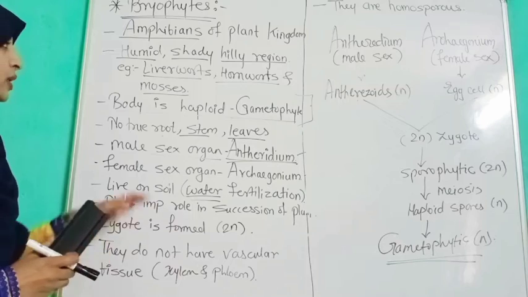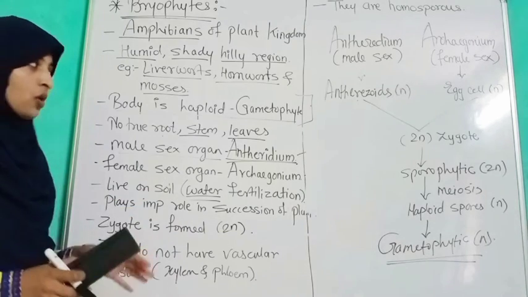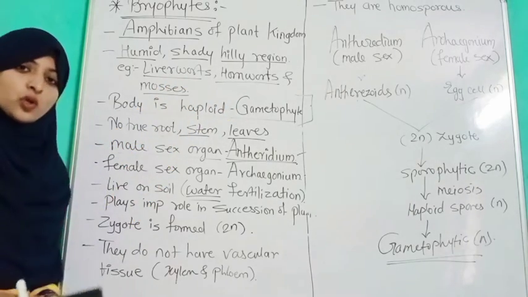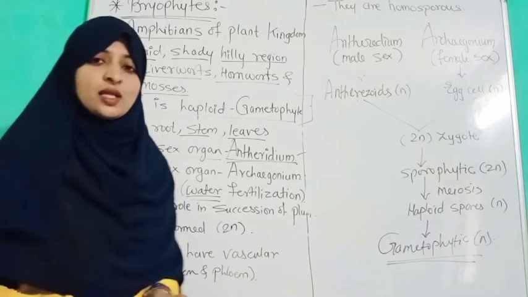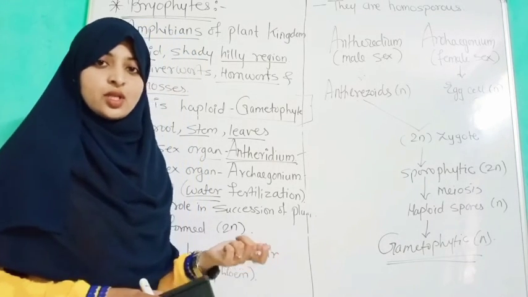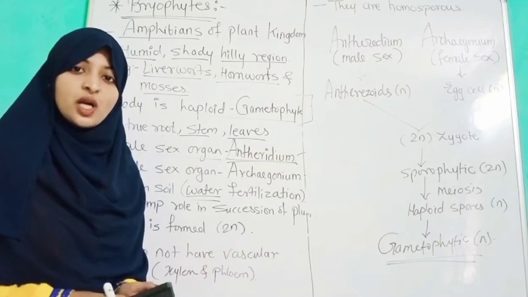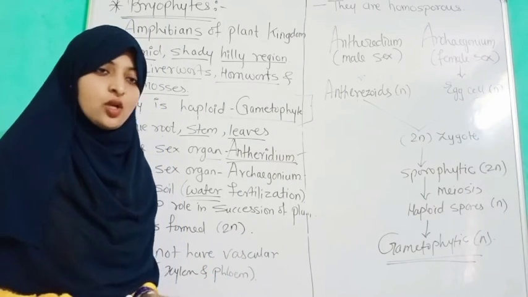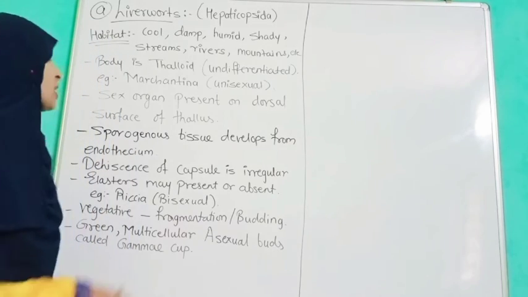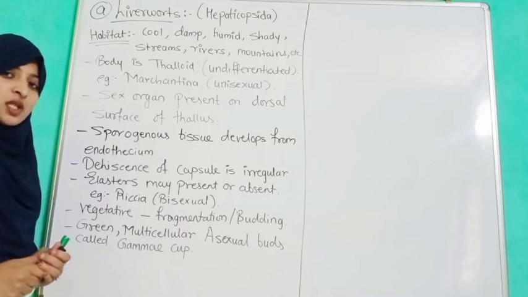Now we are going to discuss some characters and classification of bryophytes, that is liverworts, hornworts and mosses. Liverworts are Hepaticopsida, hornworts are Anthocerotopsida, and mosses are Bryopsida. We are going to discuss each of them. First, the liverworts, known as Hepaticopsida.